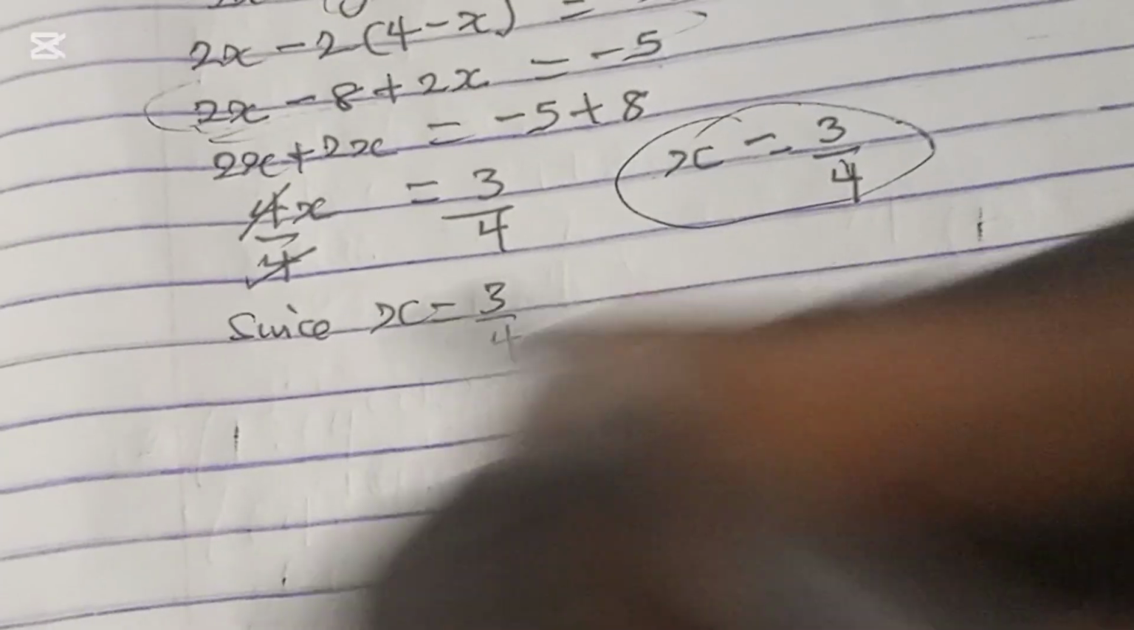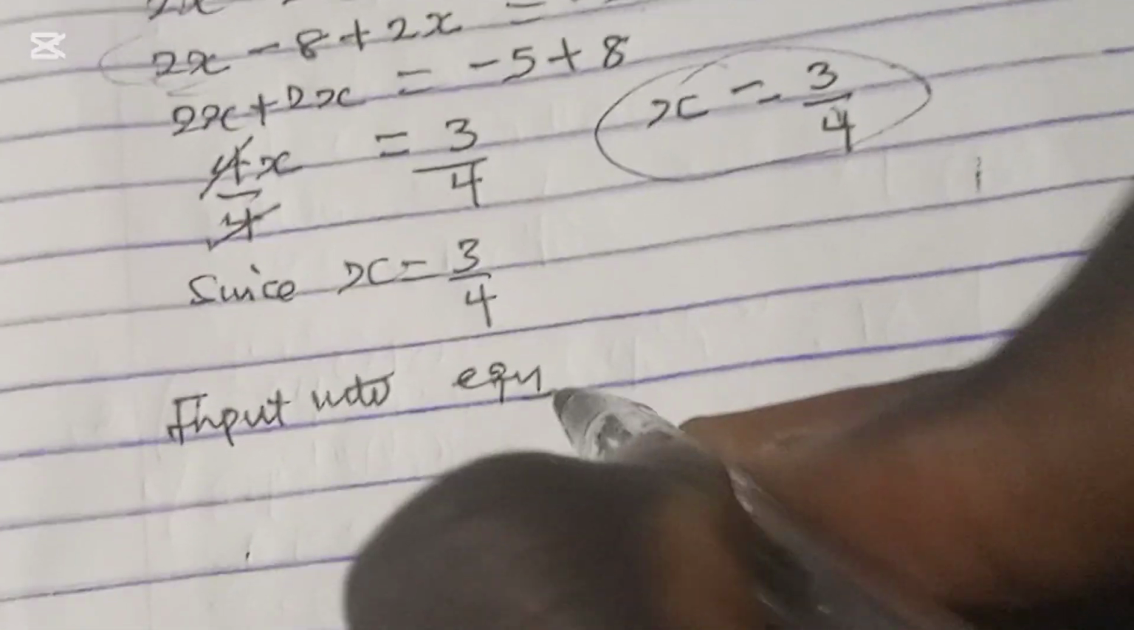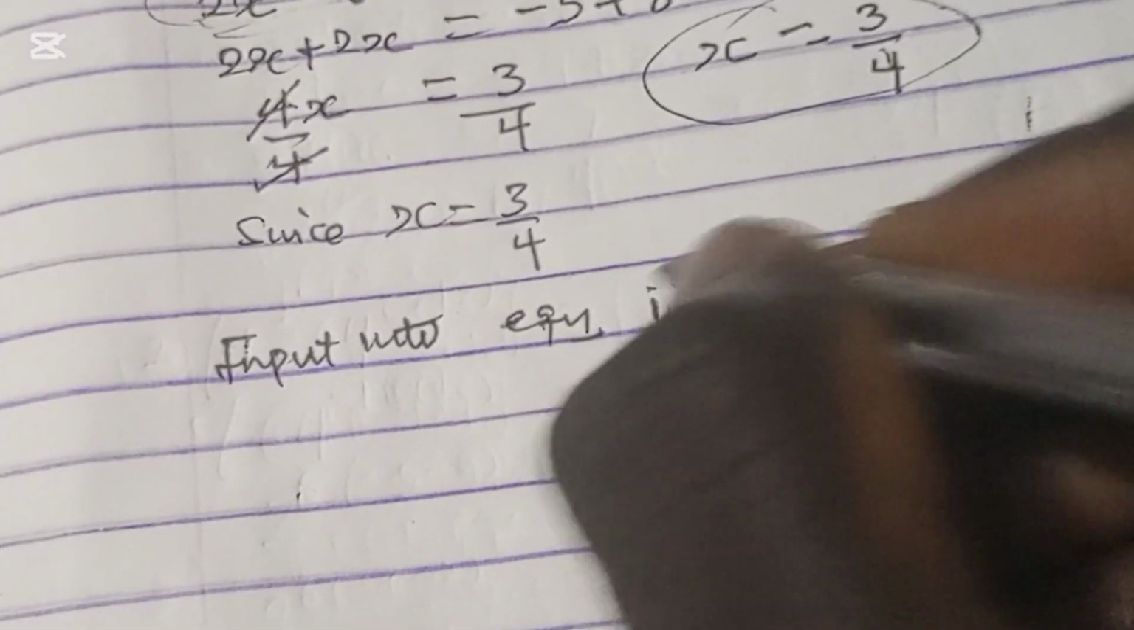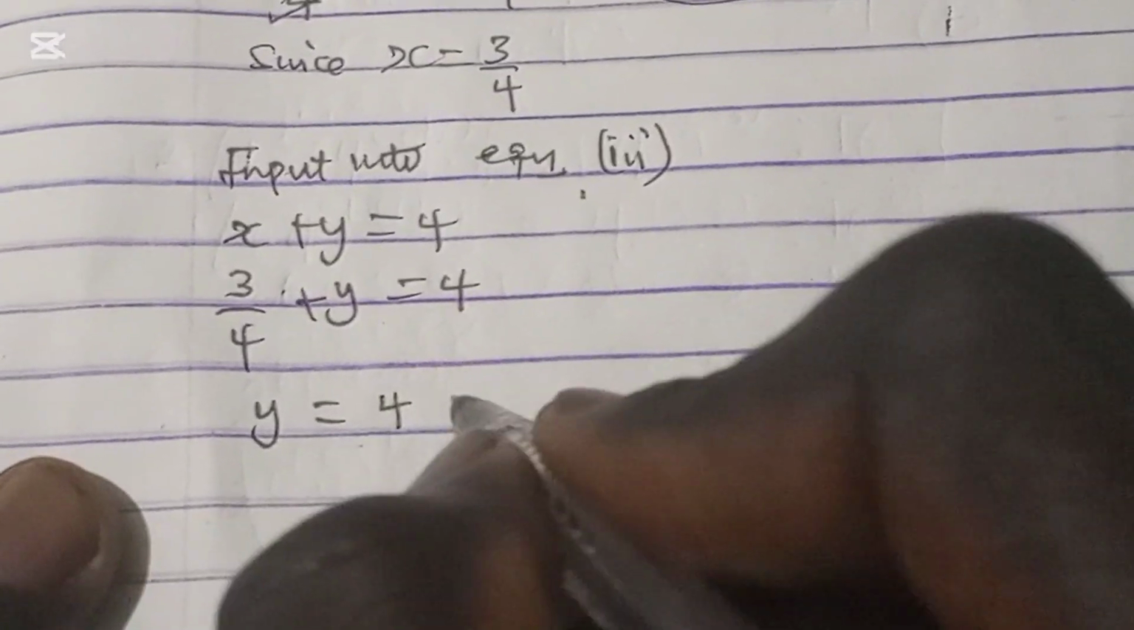Since x equals 3 over 4, let's input this into equation 3. Whenever we see x, we put 3 over 4 in equation 3. Equation 3 is x plus y equals 4. So that will be 3 over 4 plus y equals 4. So y is equal to 4 minus 3 over 4.